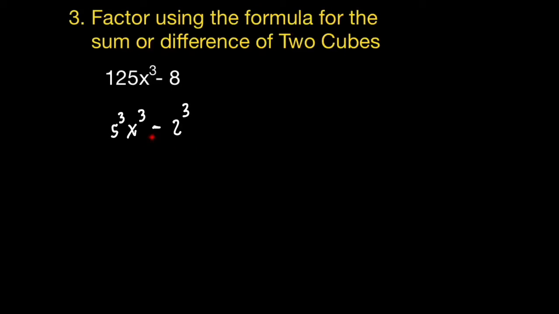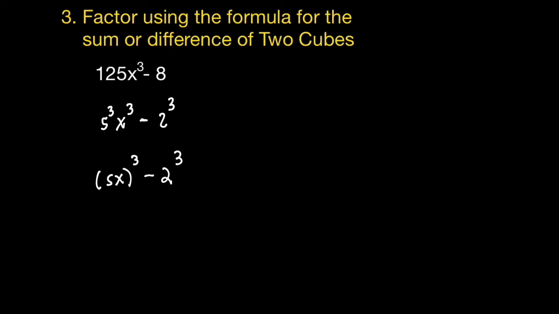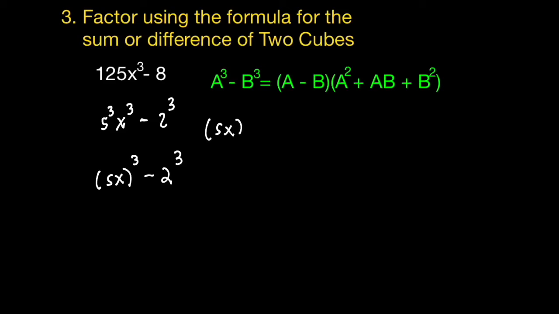We don't quite have the difference of two cubes just yet, but by applying rules of exponents, we can use algebra and rewrite this left-hand side as 5x raised to the third power. And now we have the difference of cubes form. So let's go ahead and bring out the outline and begin to apply the factoring process. And here is my outline. So now I am going to let 5x take on the value for a, and I'm going to let 2 take on the value of b.